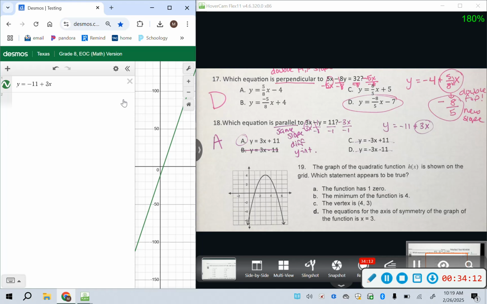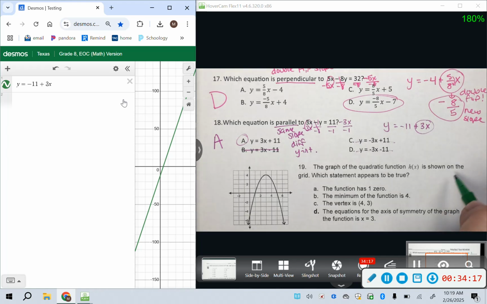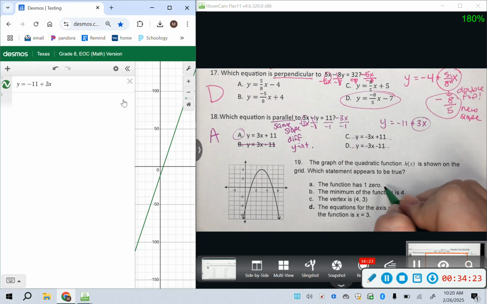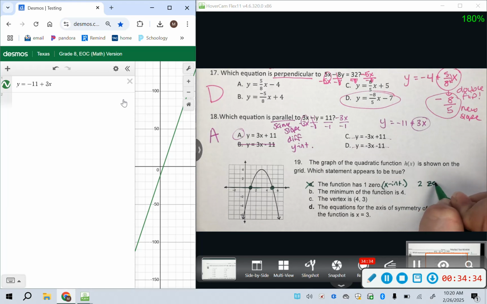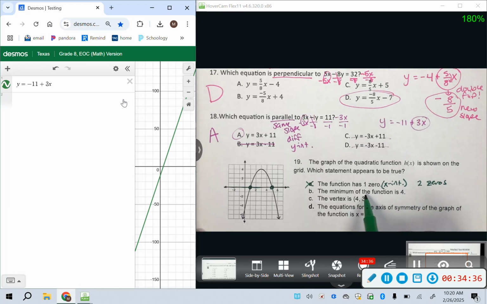Okay, almost done. Let's look at number 19. It says the graph of a quadratic function h of x is shown on the grid. Which statement appears to be true? Well, it says the function has 1, 0. Zeros are x-intercepts. If I cross the x-axis, I want you to see it touches twice. So that's not it. Okay, it has 2 zeros. Okay, the minimum of the function is 4. Well, that means the lowest point is a height of 4, but that's actually my highest point. So this would be a maximum.